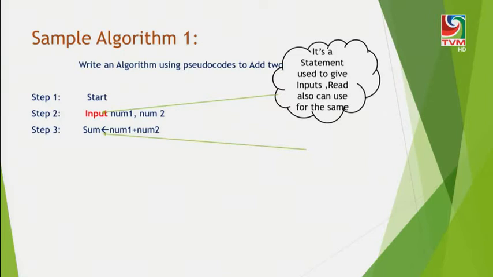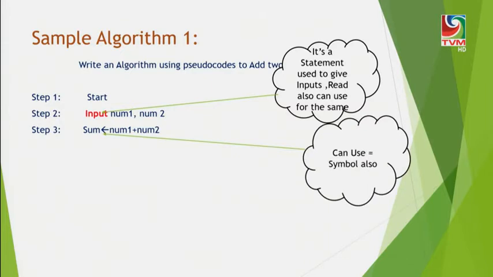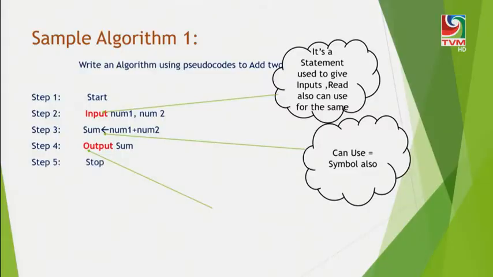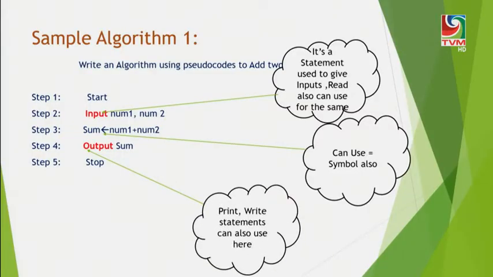Now you can see there is one arrow mark over there. You can replace the arrow mark by using an equal sign. So you can use an equal sign also in place of the arrow mark. Output sum. Output also is in red color, meaning it's a keyword. Okay, output is a keyword. So you can replace the output by using the keyword print or write. Either you can use a print statement or a write statement. You can replace the output statement.